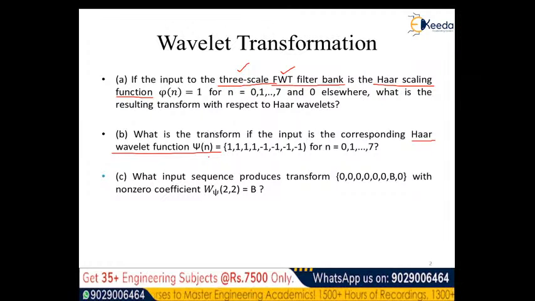So first of all I will introduce you to the filter bank structure that is expected to have the scaling function with the given values. The given value is 1 for every sample. The index is denoted by small n from 0, 1, 2, 3, 4 and so on up to a maximum of 7 here. Elsewhere the value is equal to 0.